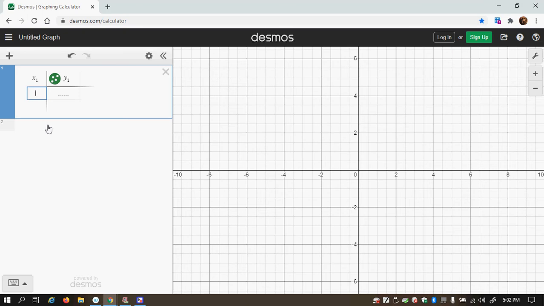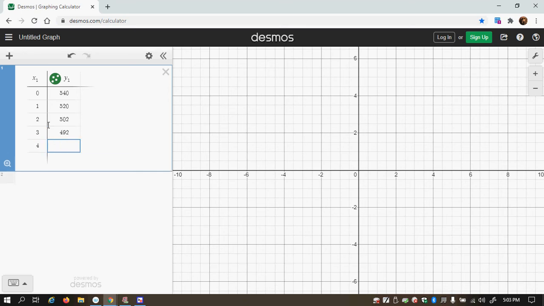Now it said since 2000, so I'm going to make 2000 represent my 0 year, because that's my start year. So I'm going to say 0 and enter 540 for the Y. 2001 will be 1, and that'll be 520. Then it's 2 for 2002, and that'll be 502. For 2003, I put in a 3, and 492. And for 2004, I put in a 4 and the Y of 282. So here's my data entered into the Desmos software.